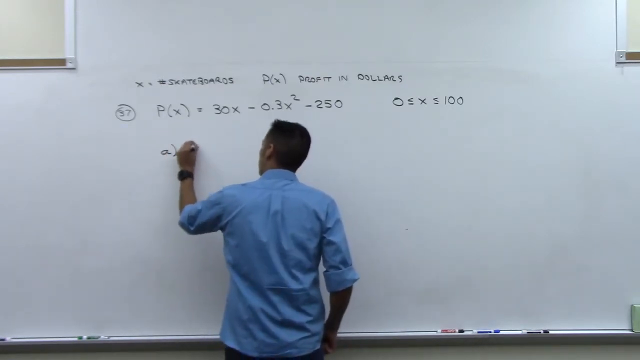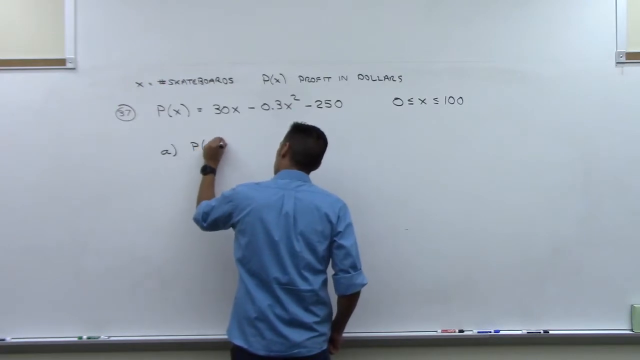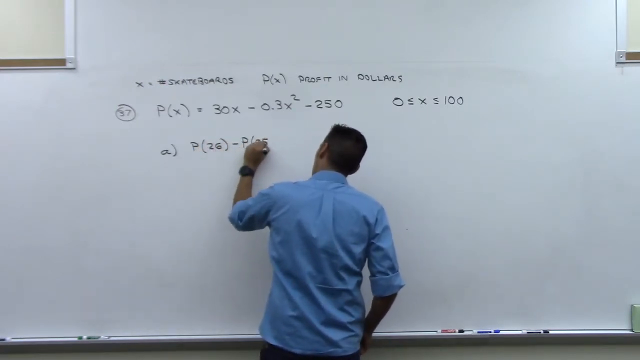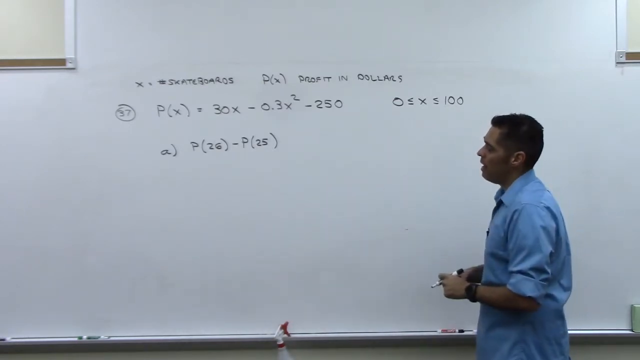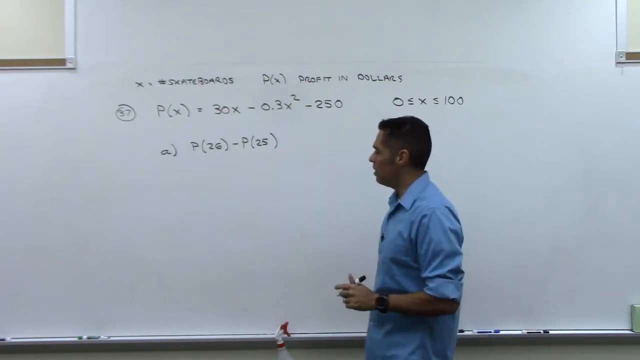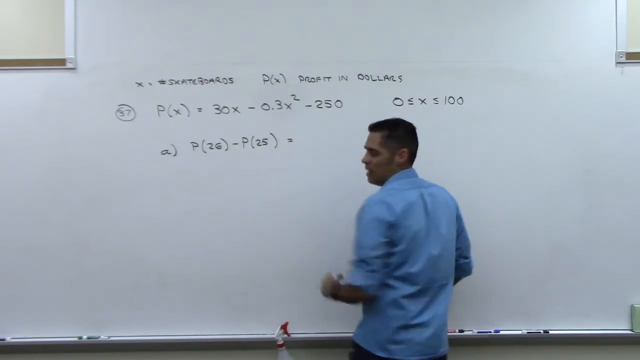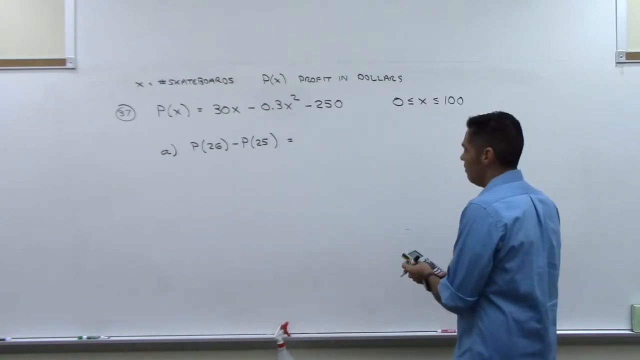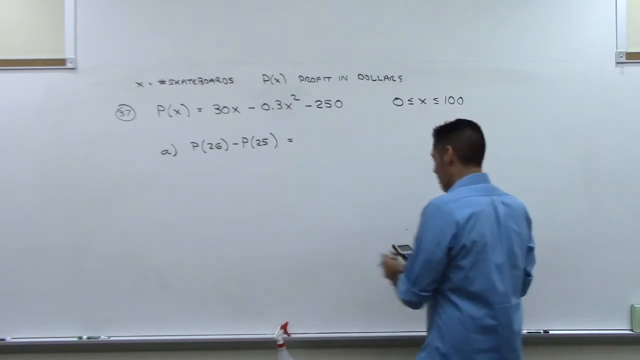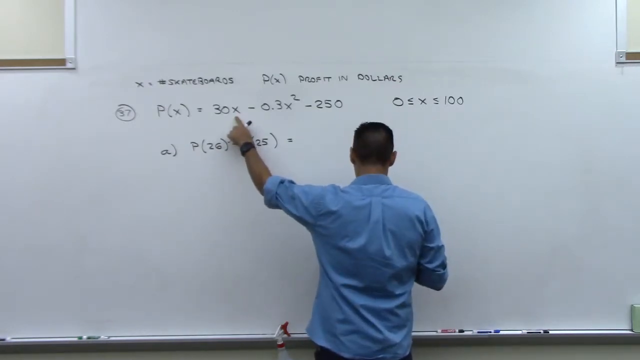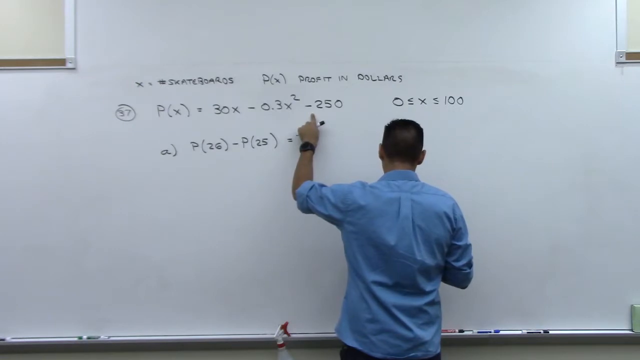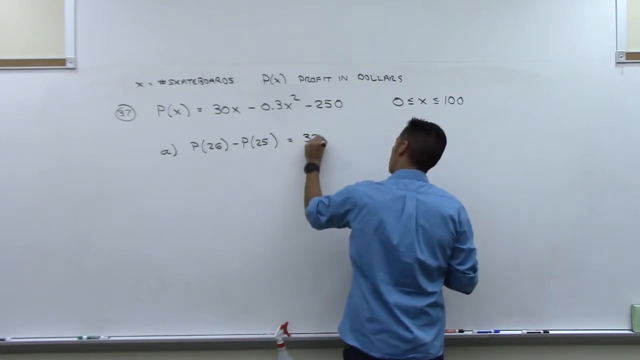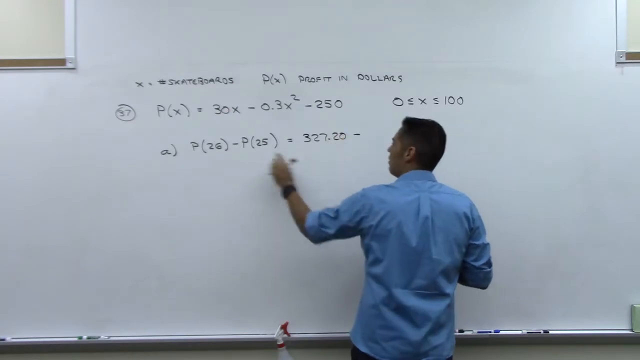So what we want to do is find the profit at 26 minus the profit at 25. So if we want to know the profit of that 26th skateboard, we have to take the profit at 26 and subtract the profit at 25. So we're going to plug 26 in here and then plug in 25. So I'm going to go 30 times 26 minus 0.3 times 26 squared minus 250. And when I do that, I get $327.20.